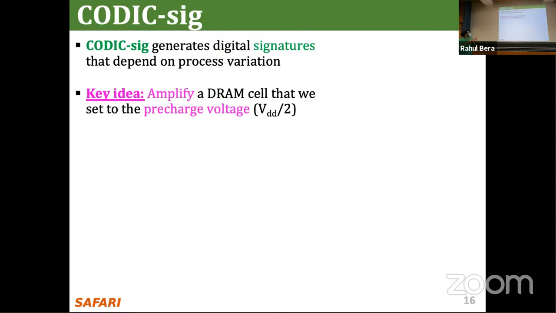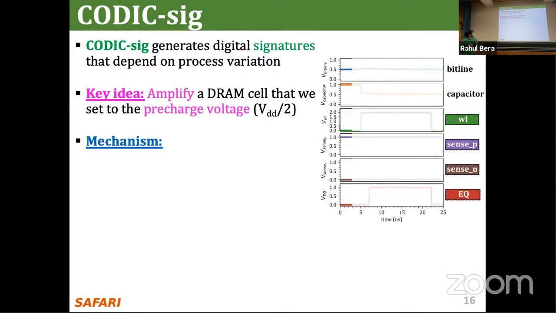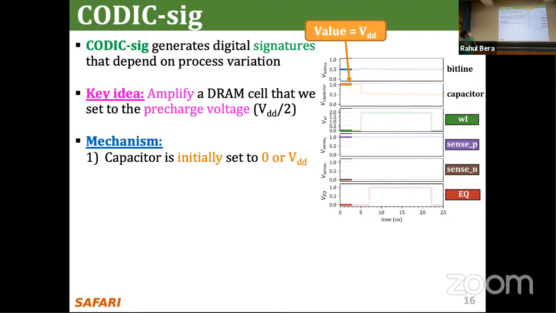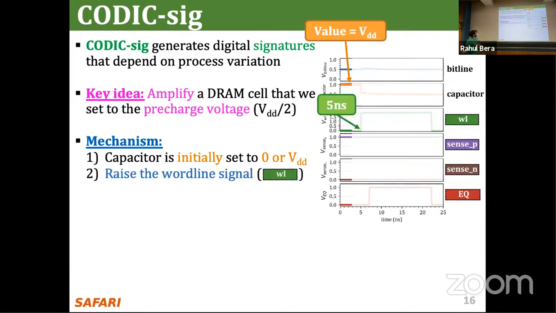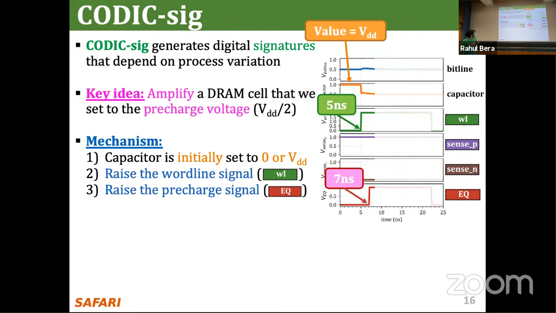The key idea of this variant of CODIC is to amplify a DRAM cell that we set to the precharge voltage, or half VDD. This is how the mechanism works. The capacitor is initially set to 0 or VDD. Here in the example, it is set to VDD initially, right? Then we raise the word line signal. And then we raise the precharge signal.